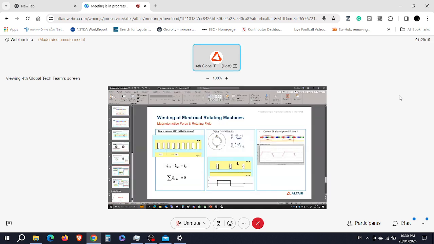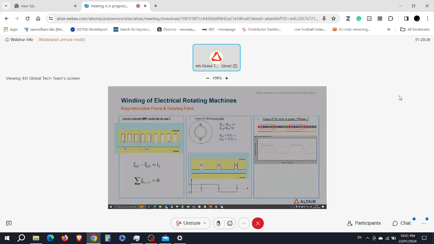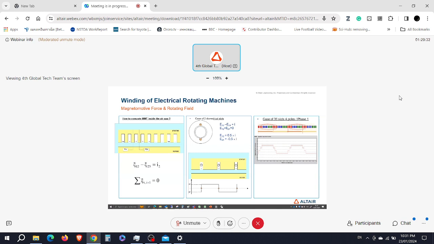Okay, so let's talk a little bit on the MMF, or magnetomotive force. So we use three-phase, and there is a reason why we use three-phase, and we use a phase angle of 120 between these three phases. So what happens? First, the first phase will create what we call a pulsating MMF. So pulsating magnetomotive force, it's not moving.